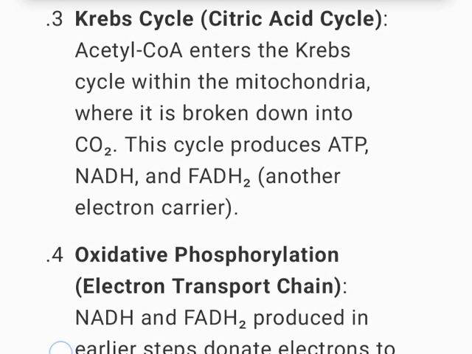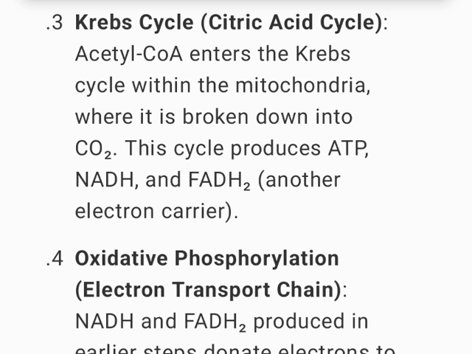3. Krebs cycle, citric acid cycle. Acetyl-CoA enters the Krebs cycle within the mitochondria, where it is broken down into CO2. This cycle produces ATP, NADH, and FADH2, another electron carrier.